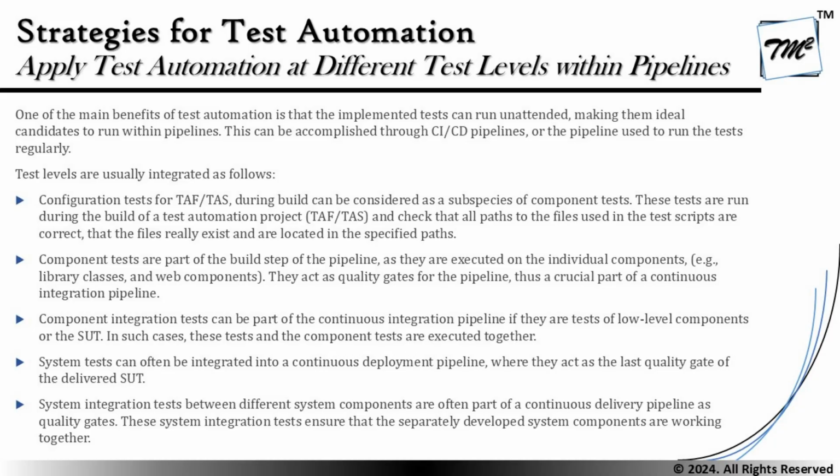The very next level, of course, is the component level. And here we are talking about the component tests, which are part of the build steps of the pipeline as they are executed on the individual components like library classes or web components. They act as quality gates for the pipeline, thus a crucial part of the continuous integration pipeline.